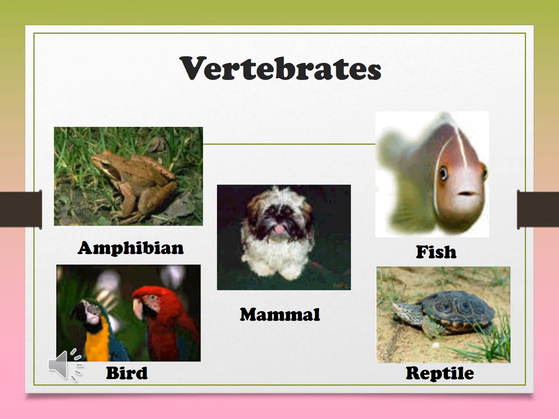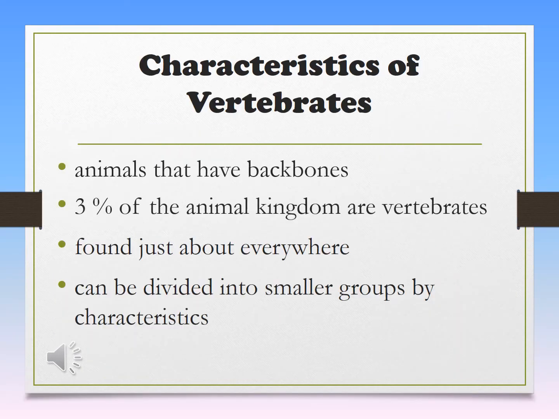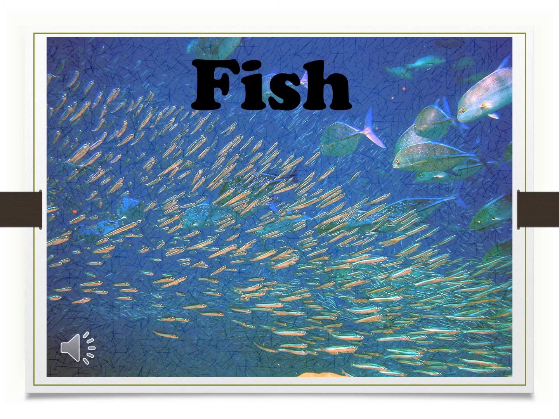Let's see what vertebrates are. Vertebrates are animals that have backbones. Only 3% of the animal kingdom are vertebrates. They are found just about everywhere, and they can be divided into smaller groups by characteristics.